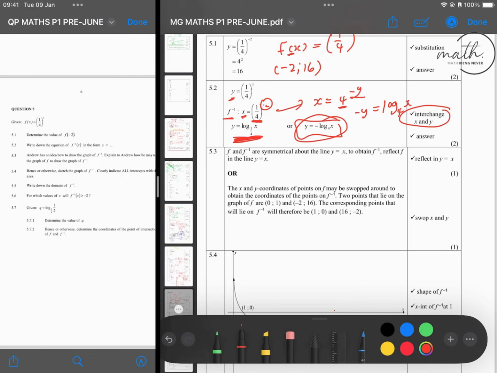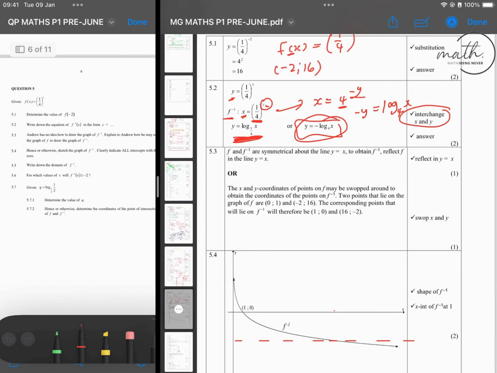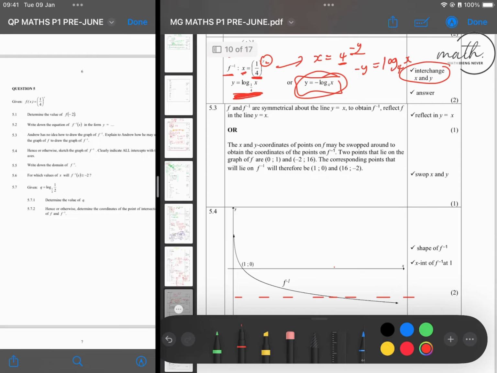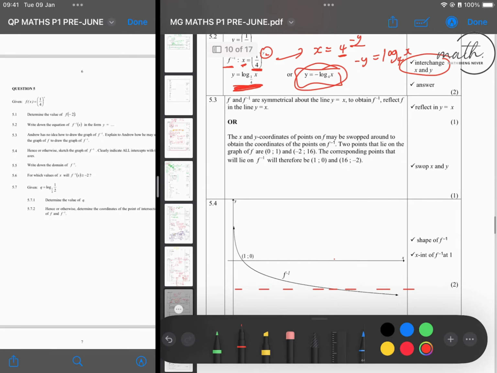5.3. 5.3 says Enru has no idea how to draw the graph of the inverse of f. Explain to Enru how he may use the graph of f to draw the graph of the inverse of f. So the solution, again, is just saying: if you have the original graph, how can you draw the inverse? The basic thing you just have to say is you swap x and y. If you have the coordinates for f, you swap x and y in those coordinates, and then you use them to draw the inverse.